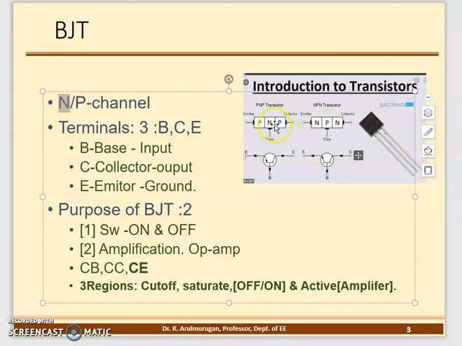That is a P channel. So in alphabetic order, first N is coming, moving inside. Then after that P is coming, moving outside. That's why N channel and P channel. So right, N is the center line and P is the center line.